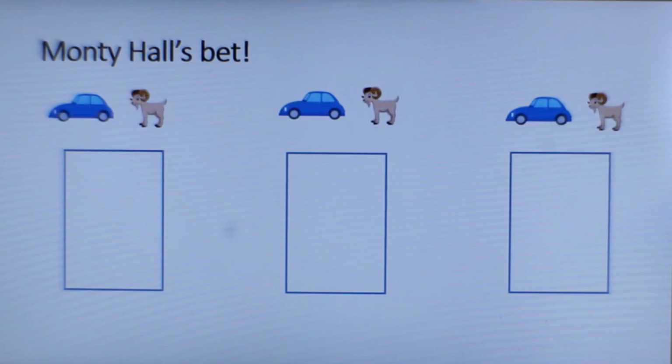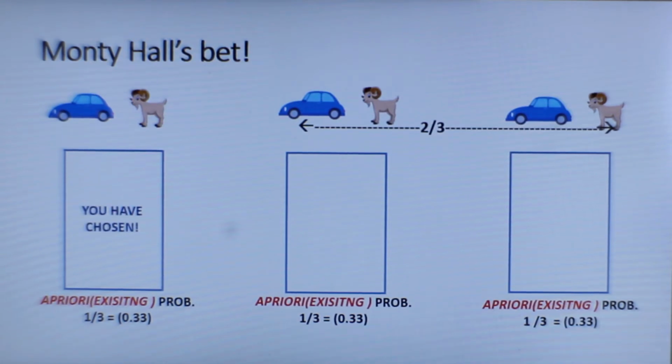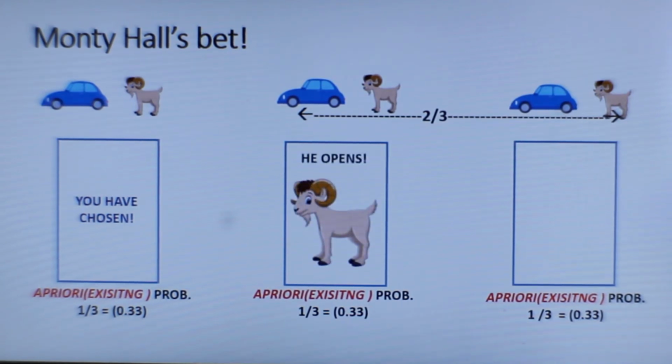See, in Monty Hall's bet problem, there are 3 doors behind which a car or goat could be there, and you pay a bet money, and then he asks you to choose one of the doors. If you get a car, you walk away with the car. Now, let us assume that you are choosing door number 1. He is not going to open the door where the car is, so let us assume that he opens the second door. The moment he opens the second door, that's additional information for you.